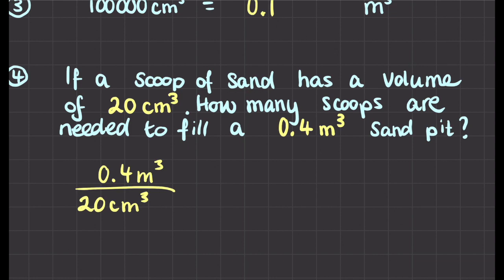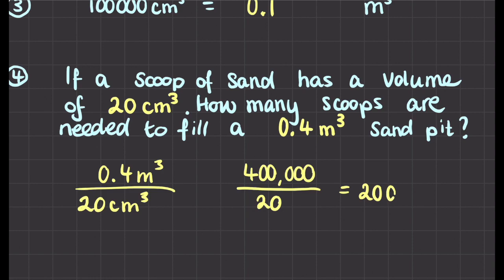So the first one, that's 4/10 of 1 meter cubed, so that's 4/10 of a million, so that's 400,000 centimeters cubed. And we can divide that by 20 centimeters cubed, and I don't need the units anymore because they're both the same. Let's see how many fit in there. That gives me an answer of 20,000. So you'd need 20,000 scoops to fill the sandpit.